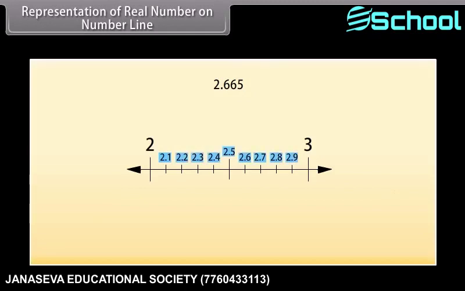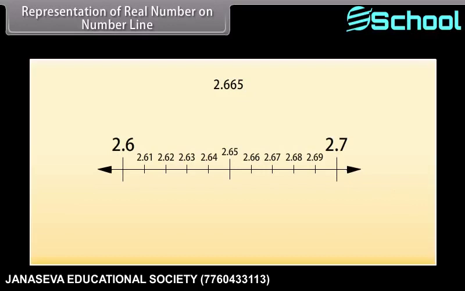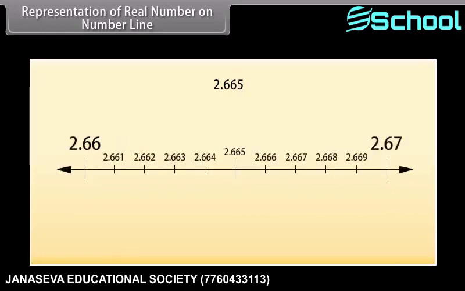Here, 2.66 lies between 2.6 and 2.7. Now focus on the portion between 2.6 and 2.7. Divide this again into 10 equal parts. The first part represents 2.61, the next 2.62 and so on. Again, 2.665 lies between 2.66 and 2.67.